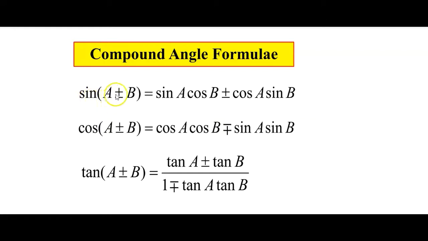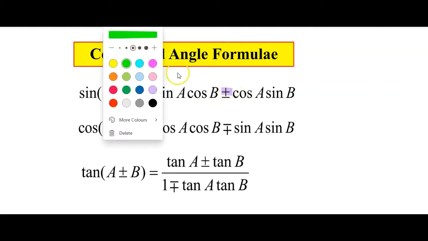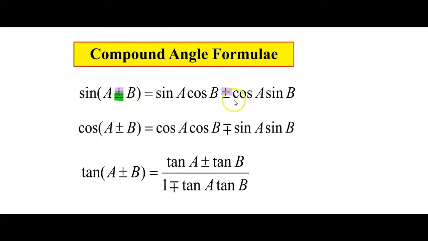We have sine (A plus minus B) equals sine A cos B plus minus cos A sine B, meaning that if the sign here is positive, when you expand it, here has to be positive. If the sign is negative, then this will be followed by negative. So how I remember is this starts from S, so this is S, C, C, S like this.